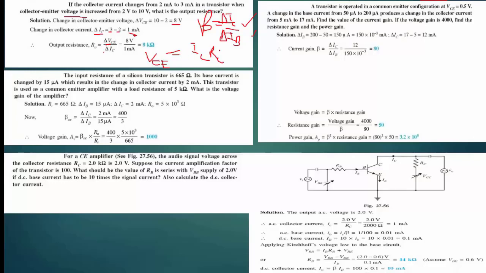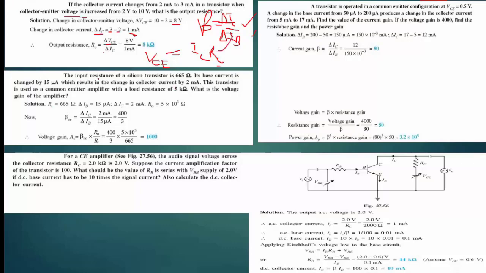So kupata output resistance ambayo ndo RC, ile resistance ambayo inakuwa connected kwenye output circuit ambayo ni resistor ya upande wa collector, inakuwa changes in VCE over changes in current, tunapata RC.